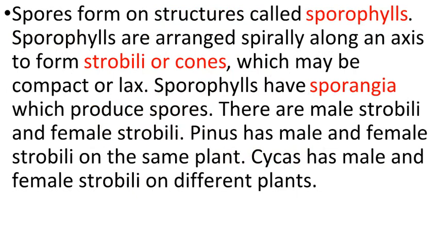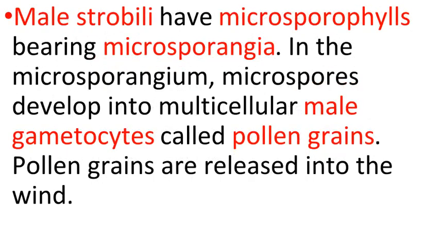Sporophylls have sporangia which produce spores. There are male strobili and female strobili. Pinus has male and female strobili on the same plant. Cycas has male and female strobili on different plants. Male strobili have microsporophylls bearing microsporangia. In the microsporangium, microspores develop into multicellular male gametophytes called pollen grains. Pollen grains are released into the wind.